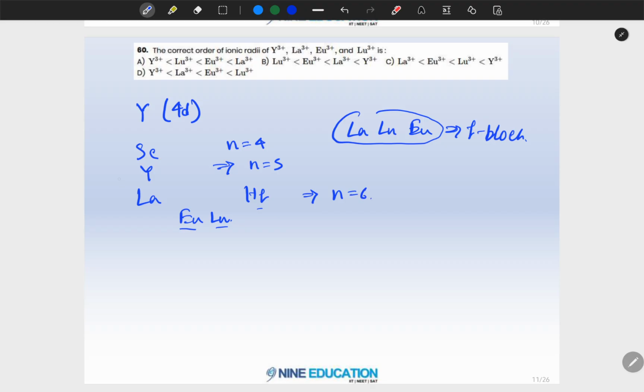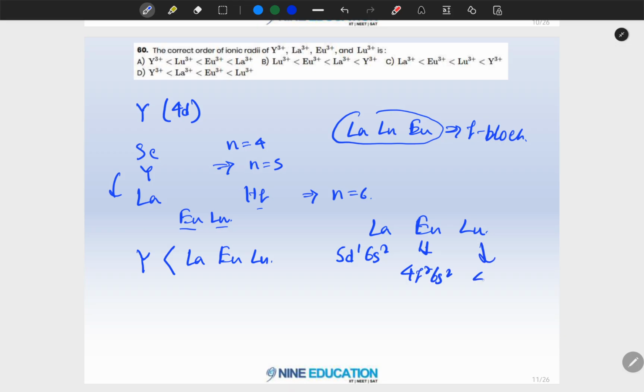So down a group, because of the increase in the principal quantum number, there will be an increase in size. So yttrium has the smallest size as compared to lanthanum, europium and lutetium. Now in lanthanum, europium and lutetium, what are the electronic configurations? For lanthanum, the configuration is 5d1 6s2, for europium 4f7 6s2, and for lutetium 4f14 5d1 6s2. So clearly, as we move across the period, we see an increase in the number of F electrons. We know F electrons are poorly shielding, right?